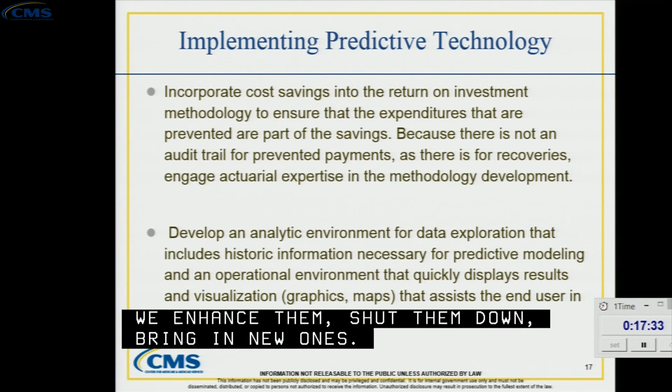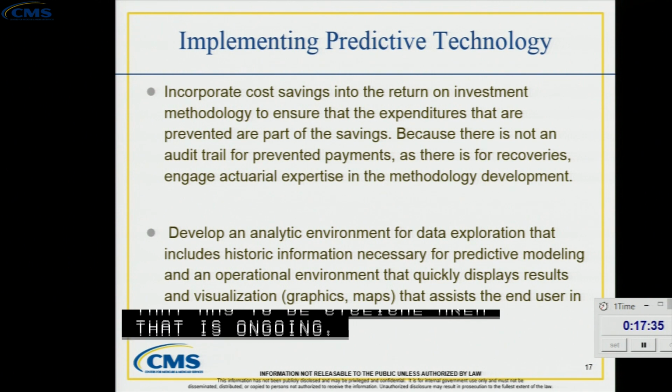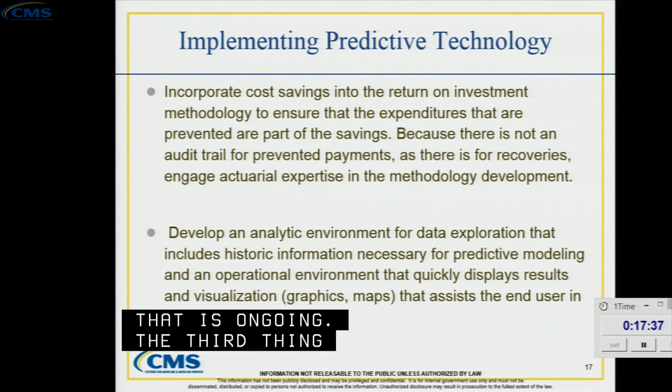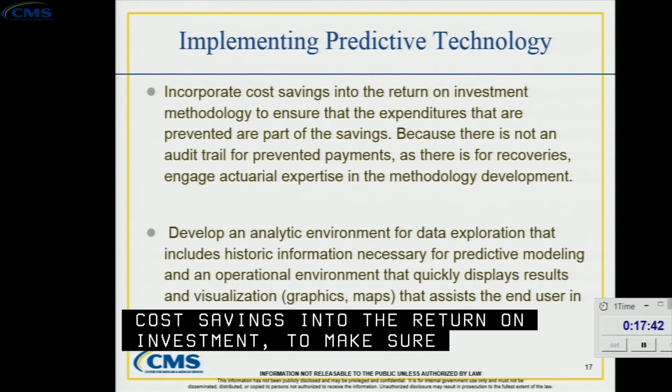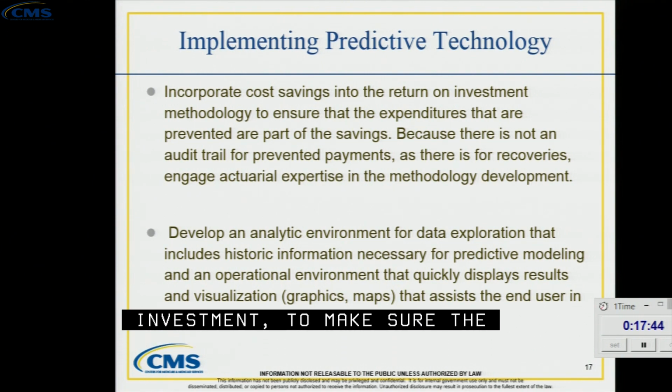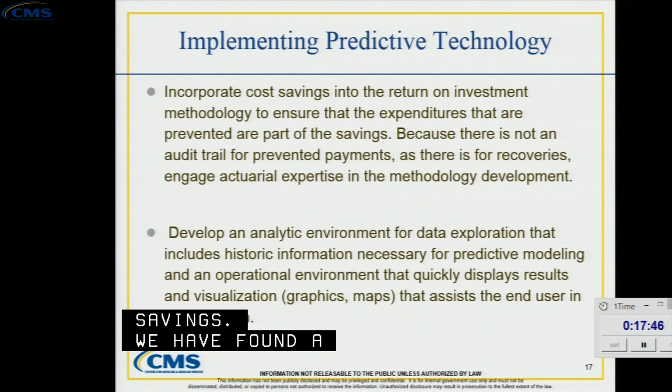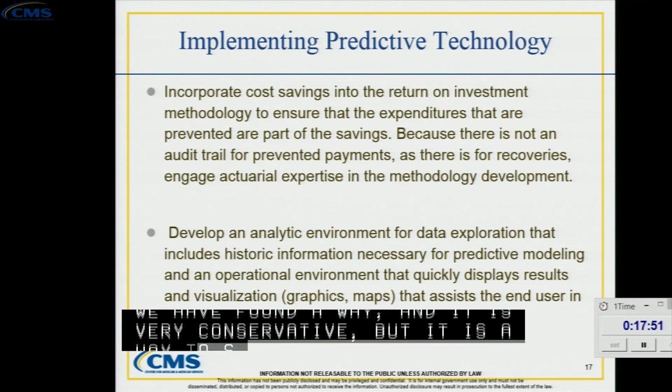The third thing is incorporate cost savings into the return on investment methodology to ensure the expenditures prevented are part of the savings. So we've shown that we found a way, and it's very conservative, but it's a way to start measuring prevention. So engage your actuaries, engage others, and think about what is it that you're preventing.